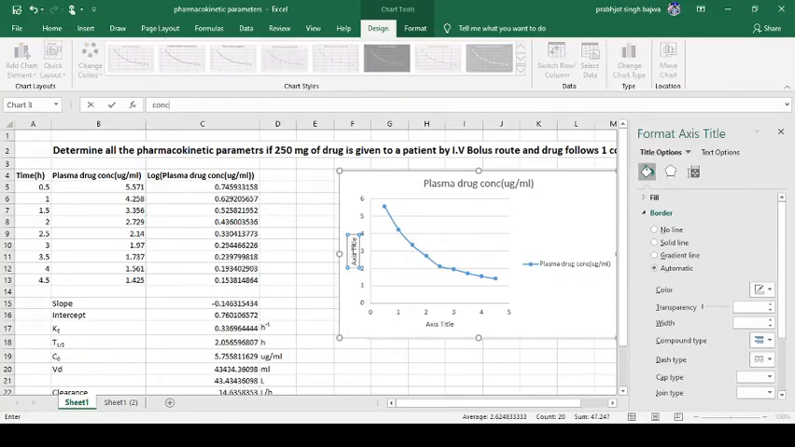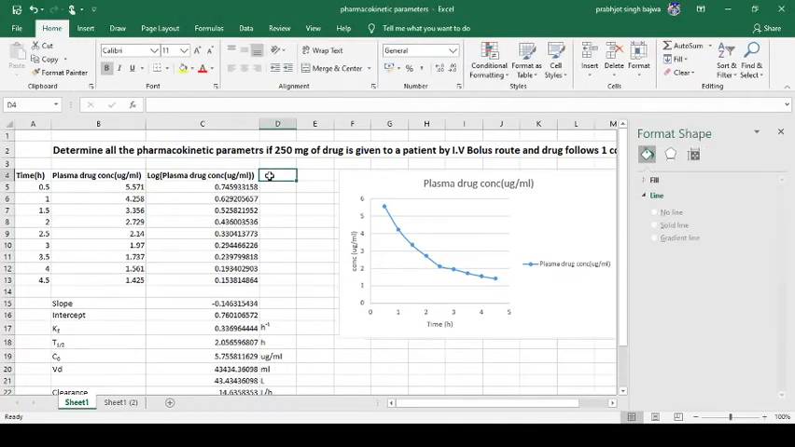concentration, units are microgram per ml, versus time. So time is in hours, we will write the unit. So this is the graph and we have to calculate the area under this curve. So how can we calculate it? We can calculate it using the trapezoidal rule.